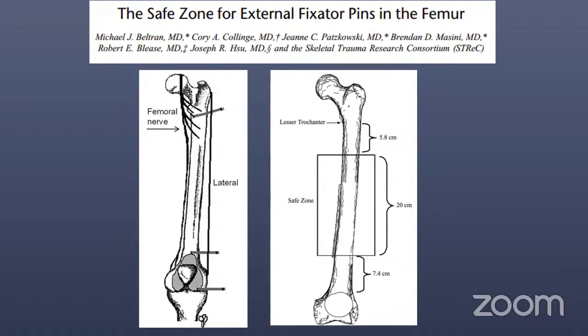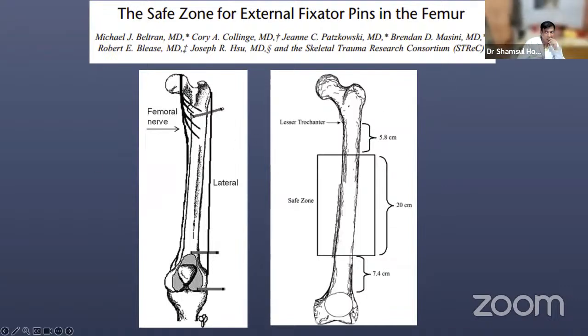Similarly, the highest point of the suprapatellar pouch is located at an average distance of around 5 centimeters from the superior pole of the patella. So if we leave these two areas proximally and distally, the entire middle third of the femur is considered safe for putting the fixator pins.